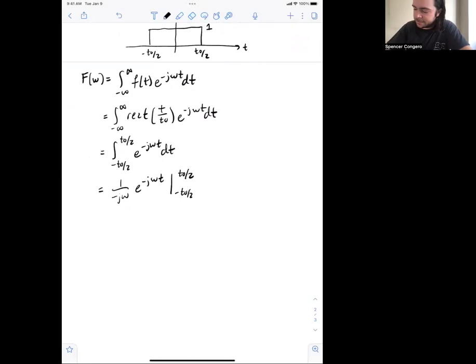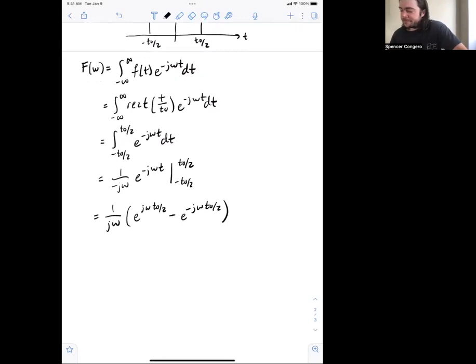Okay, so what can I do? I'm going to write 1 over j omega, and then I'm going to use this negative sign and just plug in the bottom limit first, then subtract the top limit. So what do I get in that case? When I plug in negative t naught over 2 for t, the negative cancels, and I get e to the j omega t naught over 2, minus what I get when I plug in the top limit, which is e to the negative j omega t naught over 2.